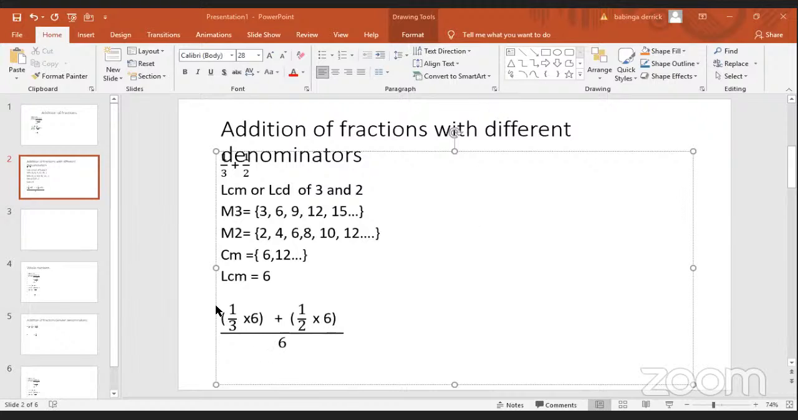Good. So when we divide 6 by 3, we get 2. So we say 1 times 2, plus, so we come here and say 6 divided by 2, we also get 3. So we say plus.